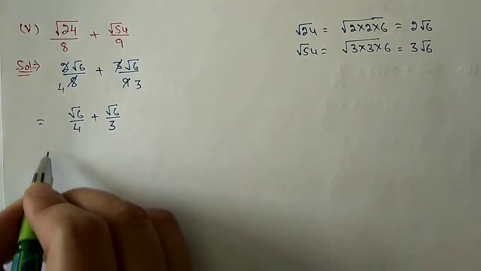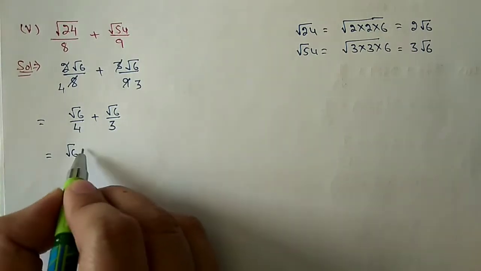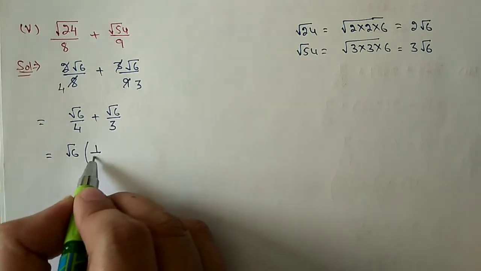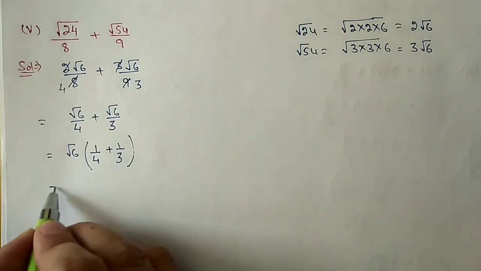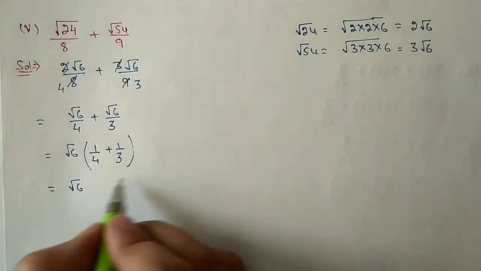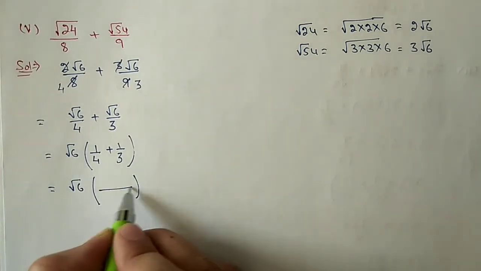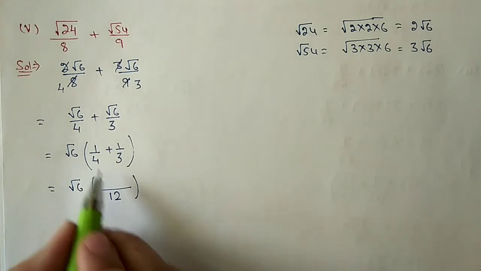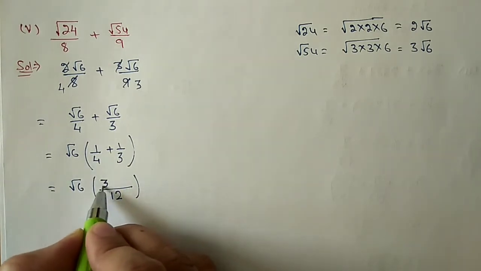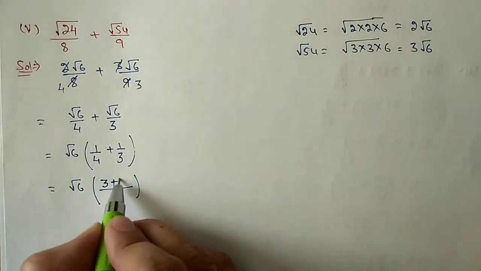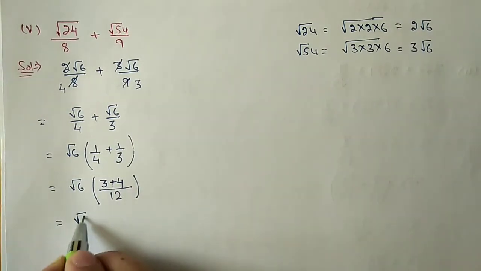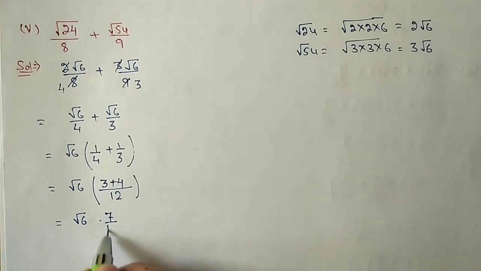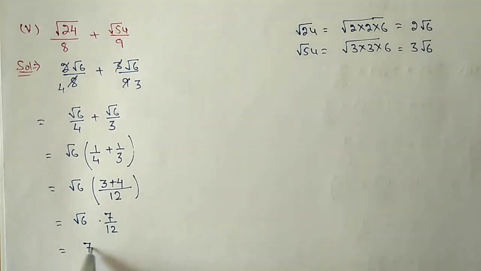So root 6 we can take out common because it is there in both the terms. We can write it as 1 by 4 plus 1 by 3. So at this step we can take LCM. We can make both the denominators the same, or directly take LCM. LCM is 12. In the 4 table it comes 3 times, so here 3 will come, and in the 3 table it comes 4 times, so 4 into 1, 4 will come. So we will get root 6 into 7 by 12, or we can write it as 7 by 12 root 6.